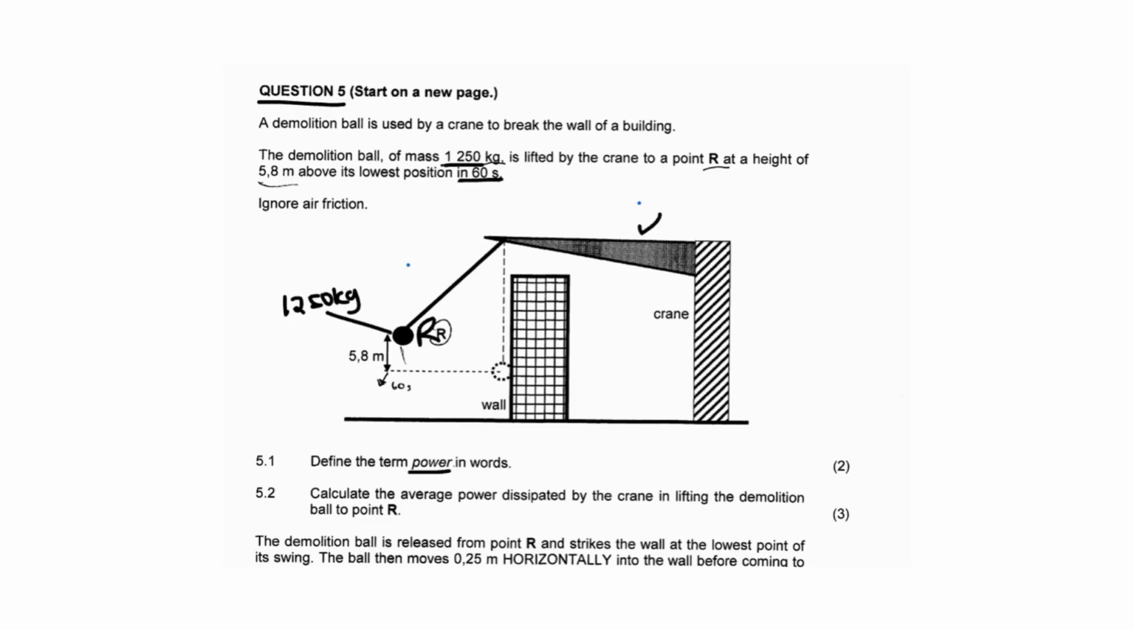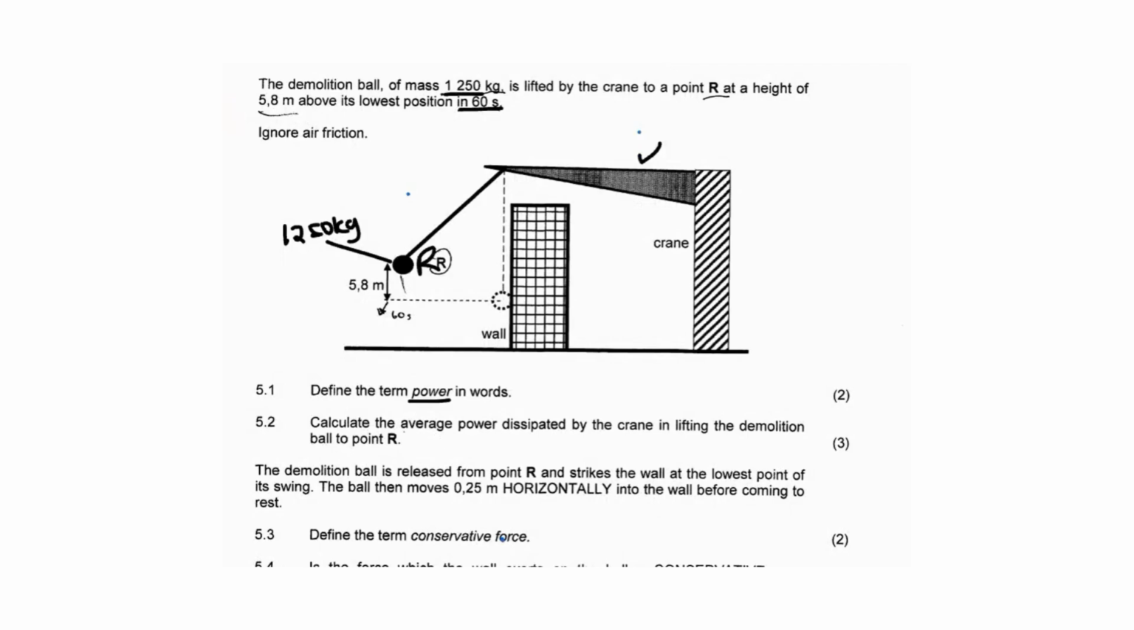Power is the rate at which work is done. That is the definition of power. And then question 5.2, calculate the average power dissipated by the crane in lifting the demolition ball to point R. So we want the power that the crane uses to be able to keep this ball at this position.